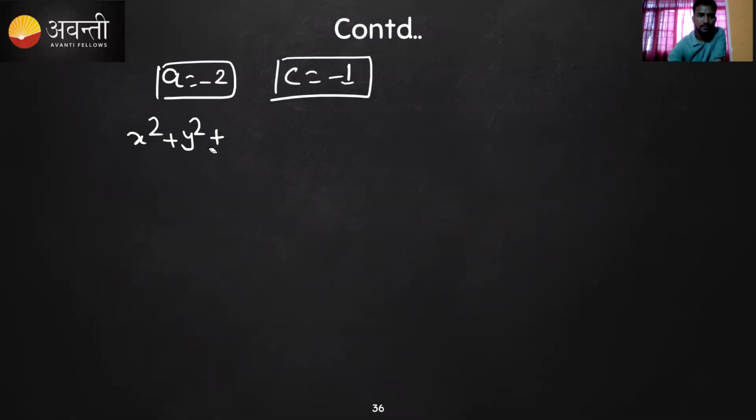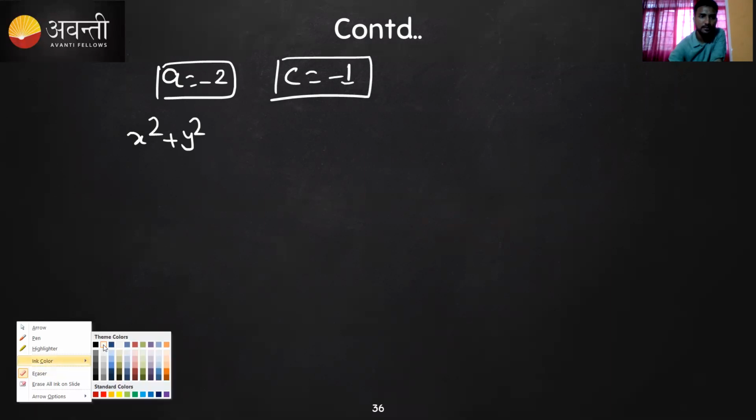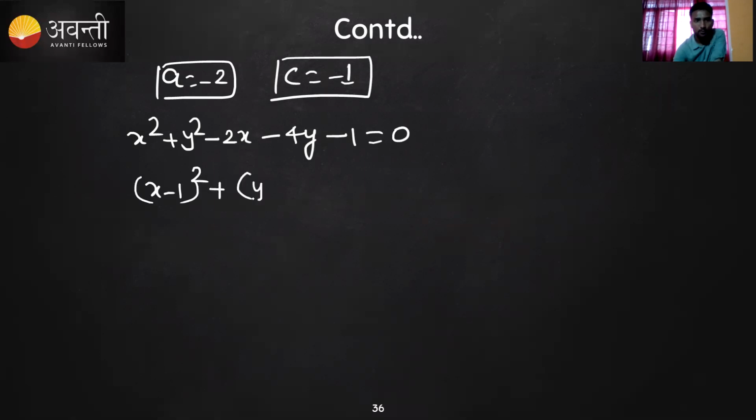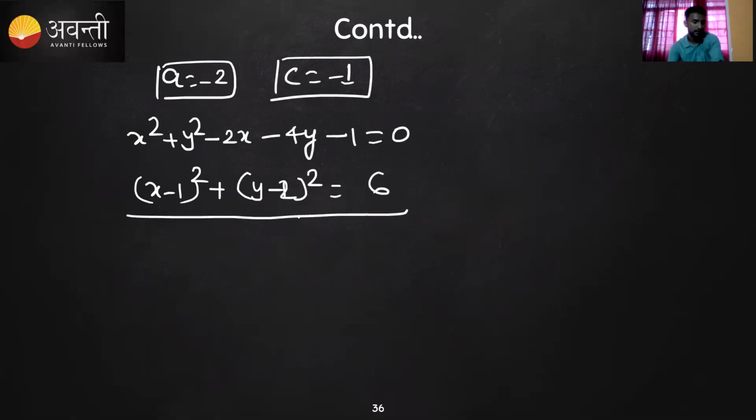You will solve this, because it is taking so much time, so I have to complete all these things in less time. Okay, and then again it is minus 2 into 2, it is 4y, and then it is minus 1 is equal to 0. After solving this, you will get this equation, x minus 1 whole square and y minus 2 whole square is equal to basically 6. So this is the circle equation that you finally got.